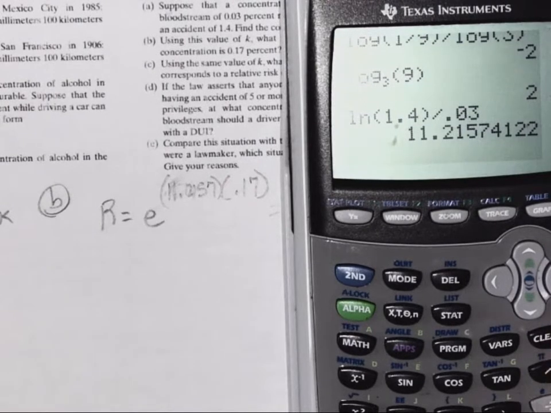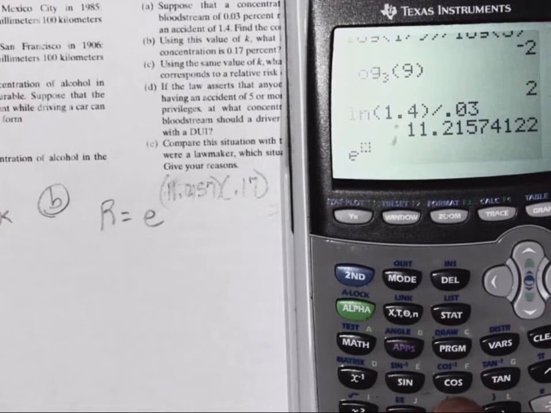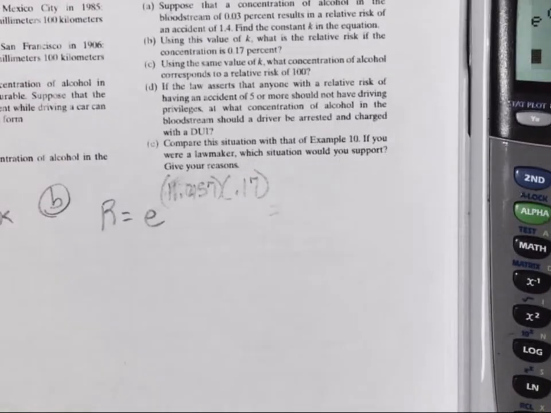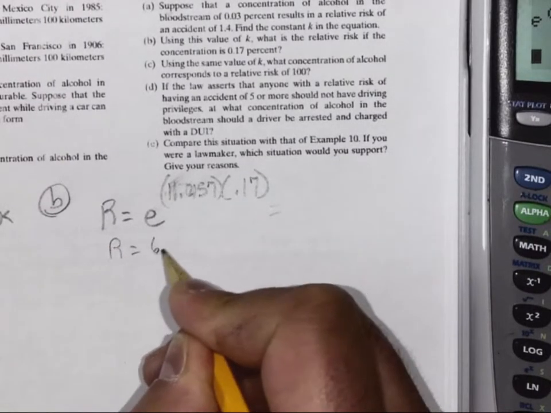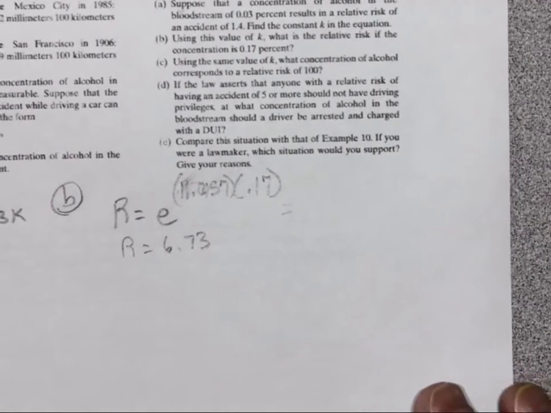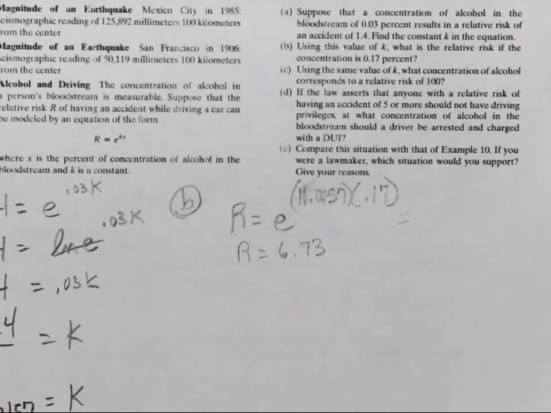So remember where to find e, that's second ln. So then it is 11.2157 times 0.17. And so that's 6.73. Okay. They don't really tell us what the scale is on this, but I'm assuming if you have a blood concentration of 0.17, there's lots of risk. That's pretty high. That's what, double the legal limit.